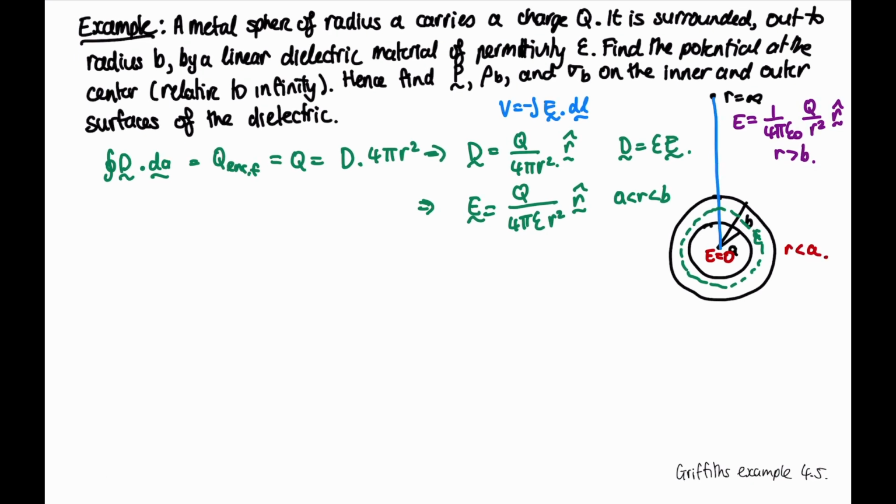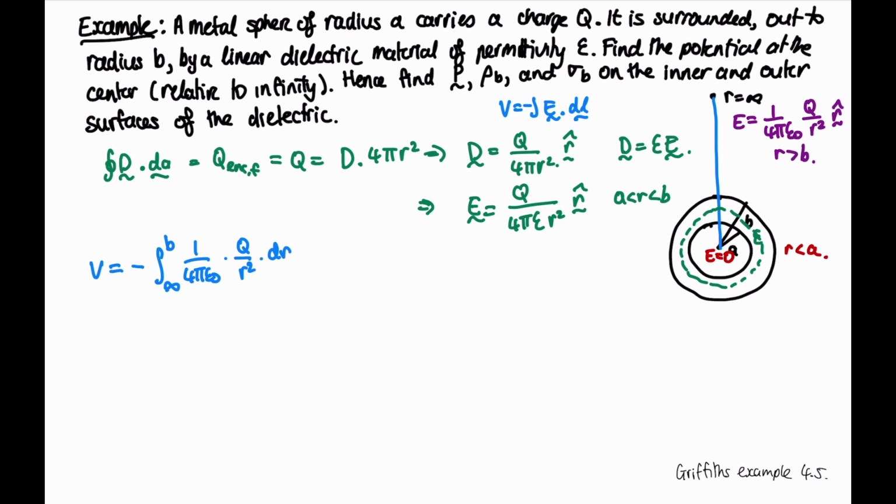Okay, so if we want to work out the total potential, we'll want to integrate the electric field over our entire path from infinity inwards. So this is equal to minus the integral from infinity to B, in the region where we've got 1 over 4 pi epsilon naught times Q over r squared, dr.